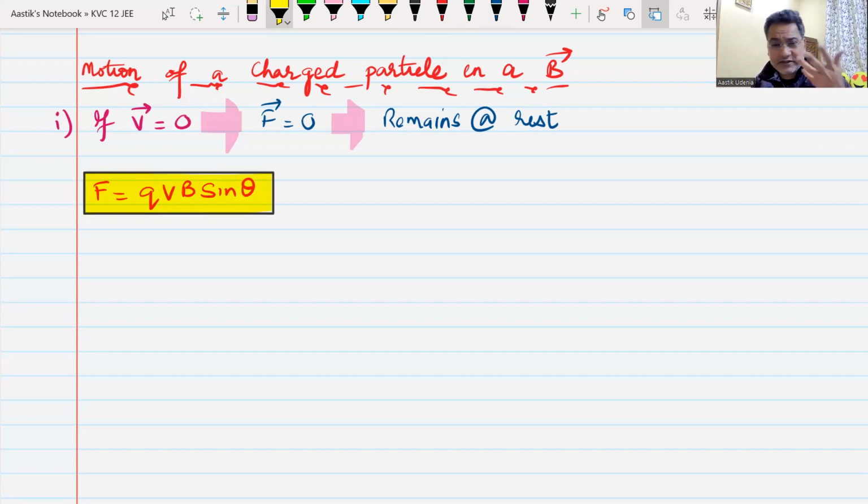If charge is 0, obviously the magnetic force is 0. If there is no charge, there is no force. If there is no magnetic field, obviously there is no magnetic force. On what most important factor does the force of this charged particle depend?